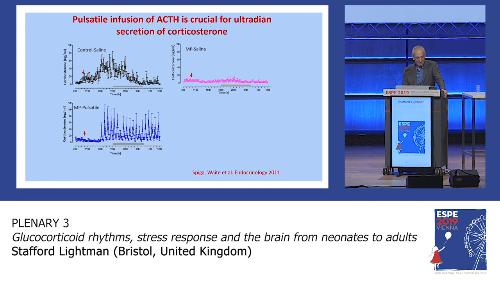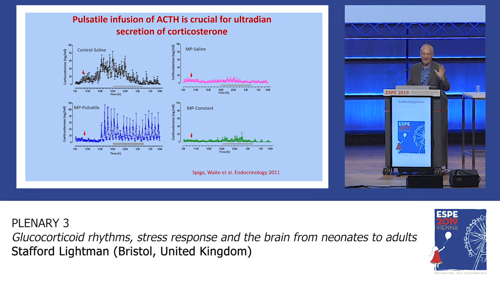So in the animals with the methylprednisolone, we gave them back pulses of ACTH. So we gave them pulses of ACTH every hour, and you can see they produce these beautiful pulses of corticosterone. So you've got a lovely responsive adrenal gland to pulses of ACTH. The next thing we did was we gave exactly the same dose of ACTH, but rather than giving it in pulses, we gave it as a constant infusion. And when we did that, the adrenal ignored it completely. So the adrenal is adapted to seeing pulses of ACTH.